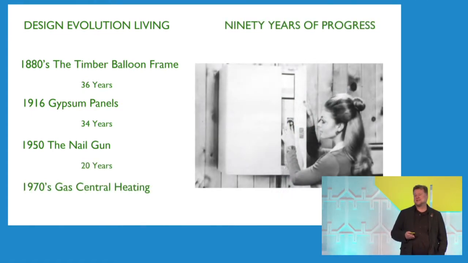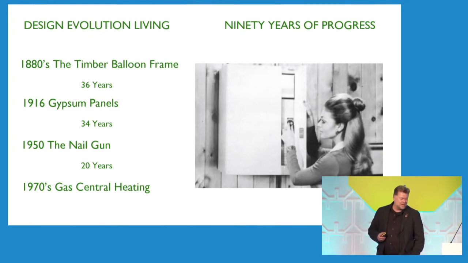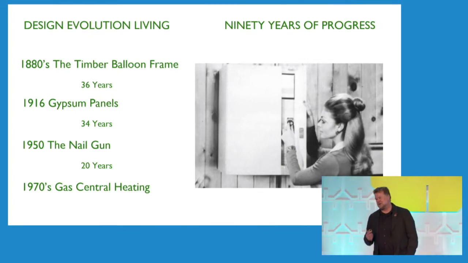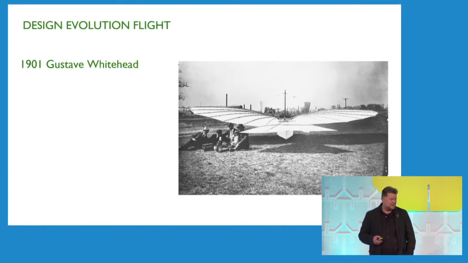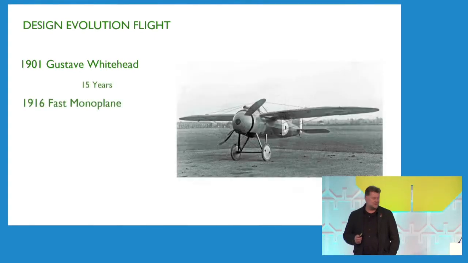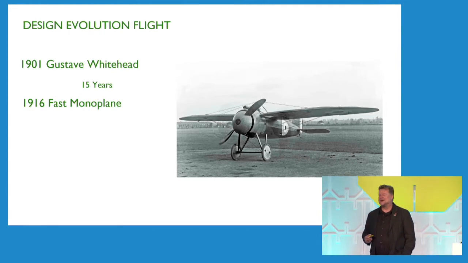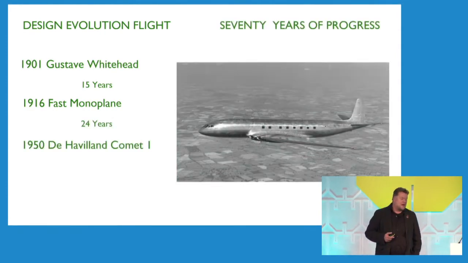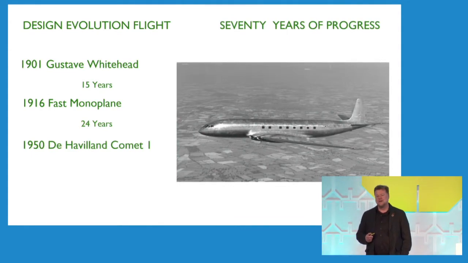Now compare and contrast that to aviation. In 1901, Gustav Whitehead was the first pioneer of propelled flight, with a few hundred meters on the very first flight in Connecticut. 15 years saw the fast monoplane. 24 years saw the first transatlantic passenger jet, which was the de Havilland Comet 1. Admittedly, it had a few little hiccups. In 1969, Apollo 11 flew to the lunar surface, landed, and returned. So that's 70 years of progress.